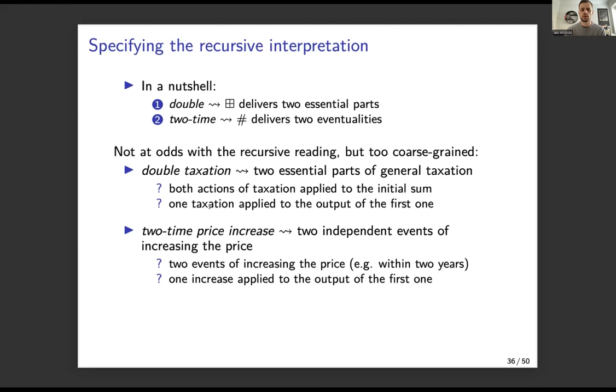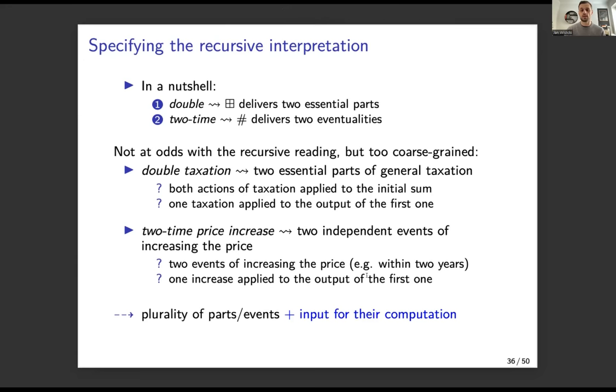What we know is that we have two independent events of increasing the price, but we don't know whether the two events of increasing the price were independent from each other, like within 2 years and with a gap between them, or we have one increase applied to the output of the first one. So they depend on each other. So what seems to be the case is that we need not just plurality of parts or events, but also some specification of the input of the computation.